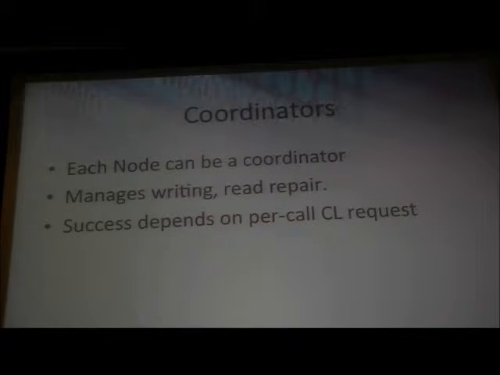So one of the questions that comes up is, I've got all these nodes out there, how do I access my data? And how do I do it in a way that gives me a very scalable access pattern? So each node can be a coordinator in the ring. It manages writing and read repair, and also the success depends on the per call consistency level requested of the coordinator. So the coordinator is going to make sure that the reads and the writes conform to whatever the client asked for in terms of its consistency level.